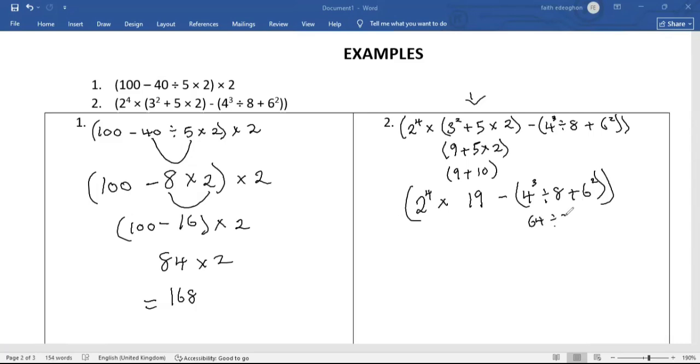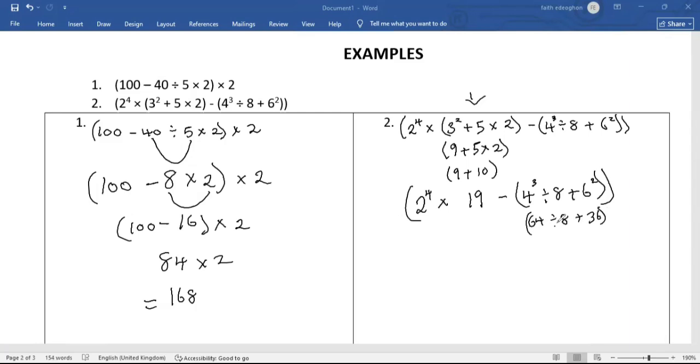Then next, we do what? The division. No, sorry, we don't do the division next. We do 6 raised to the power of 2. Yes, 6 raised to the power of 2. 6 times 6 gives us 36.